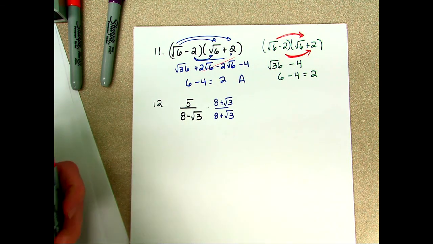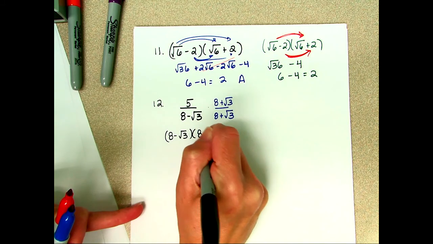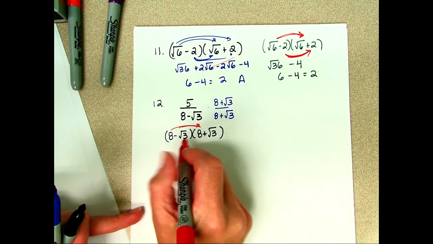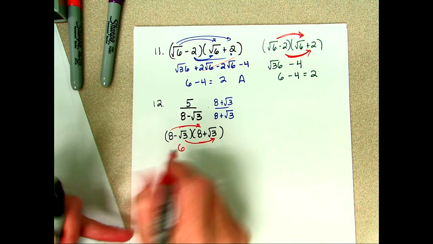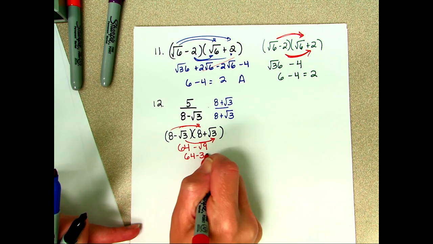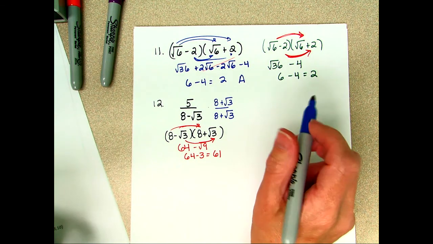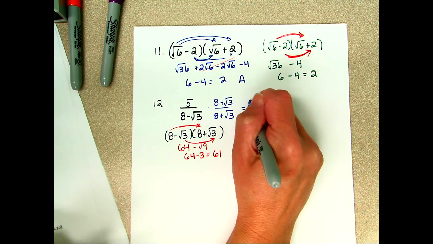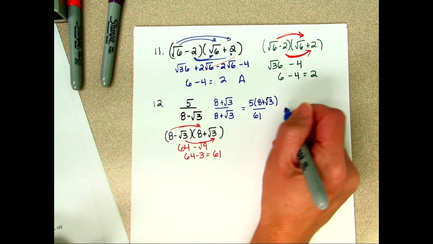The denominator, 8 minus the square root of 3 times 8 plus the square root of 3. We just reviewed multiplying by the conjugate. Multiply our first terms. 8 times 8 is 64. And our last, negative square root of 3 times positive square root of 3 is negative square root of 9, or negative 3. 64 minus 3 is 61. So our denominator is 61. The numerator, we have 5 times 8 plus radical 3. The answer is C.